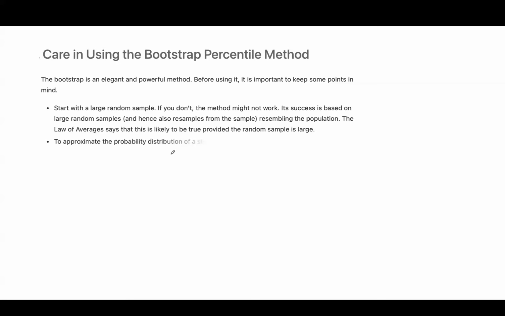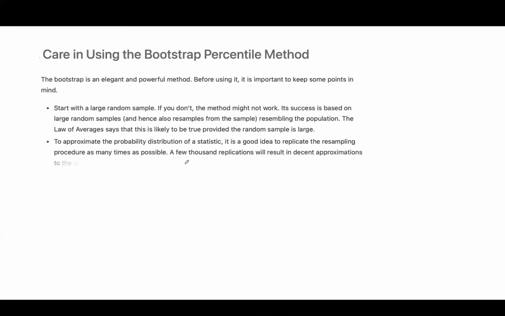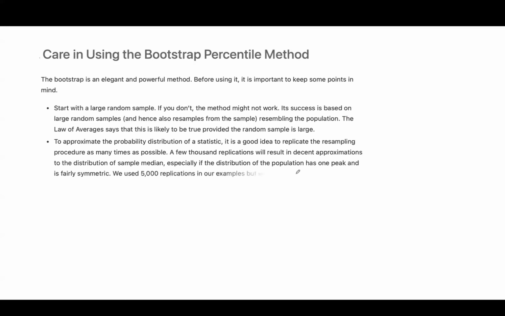To approximate the probability distribution of a statistic, it's a good idea to replicate the resampling process and the procedure as many times as possible. A few thousand replications will result in decent approximations to the distribution of sample median, especially if the distribution of the population has one peak and is fairly symmetric. As you saw before, we used 5,000 replications in our examples, but we recommend 10,000 in general.